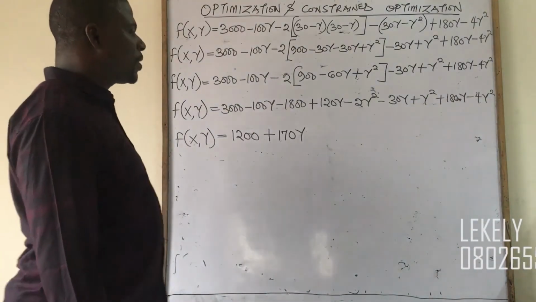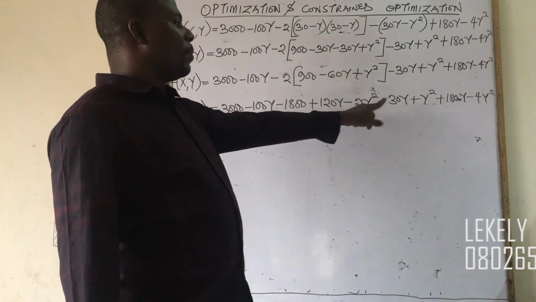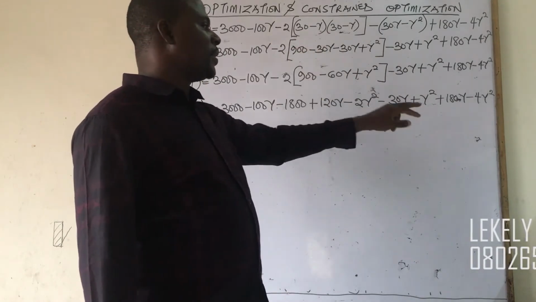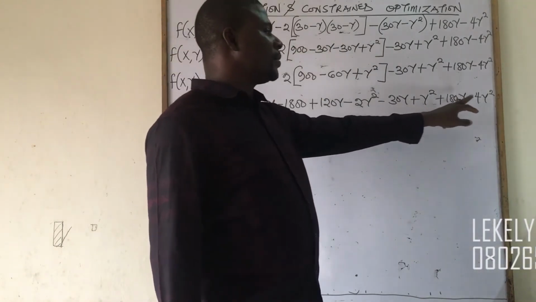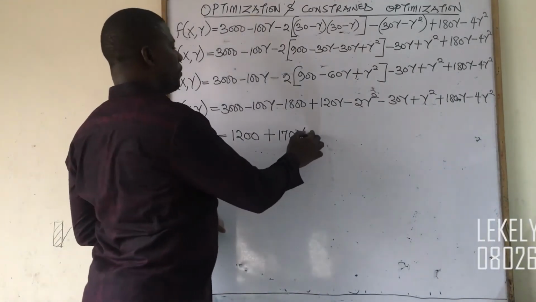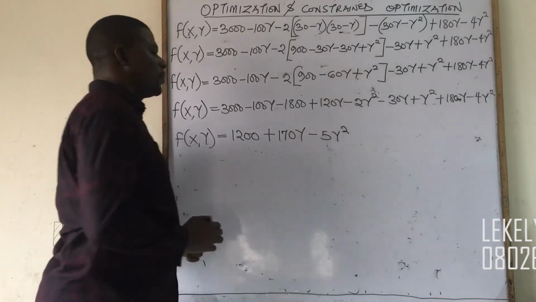So then let's look at the y squared. Minus 2y squared plus y squared. That will give you minus y squared. Minus y squared minus 4y squared. That will give you minus 5y squared.